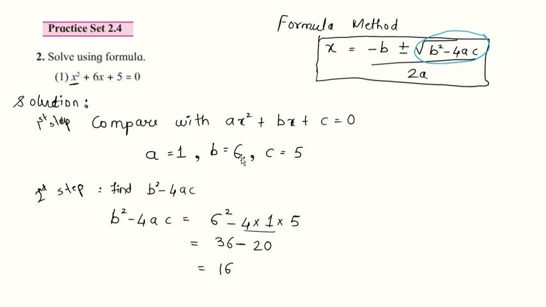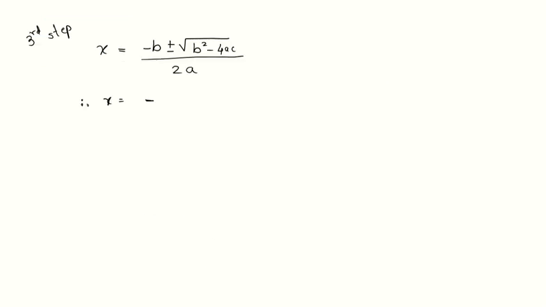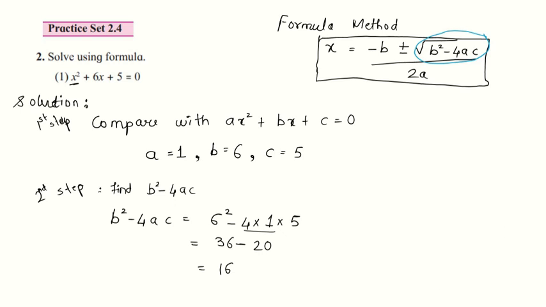Now, the third step is to use the formula method to find the value of x. Therefore, the formula is minus b plus or minus square root of b square minus 4ac upon 2 into a. Therefore, x is equal to minus b. What is b? B is 6, so minus 6 plus or minus square root of b square minus 4ac. What did we get as the value of b square minus 4ac?